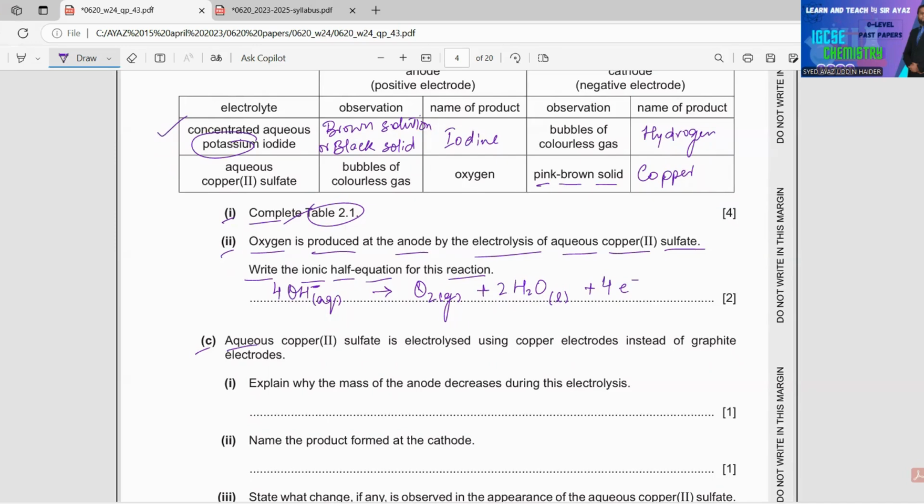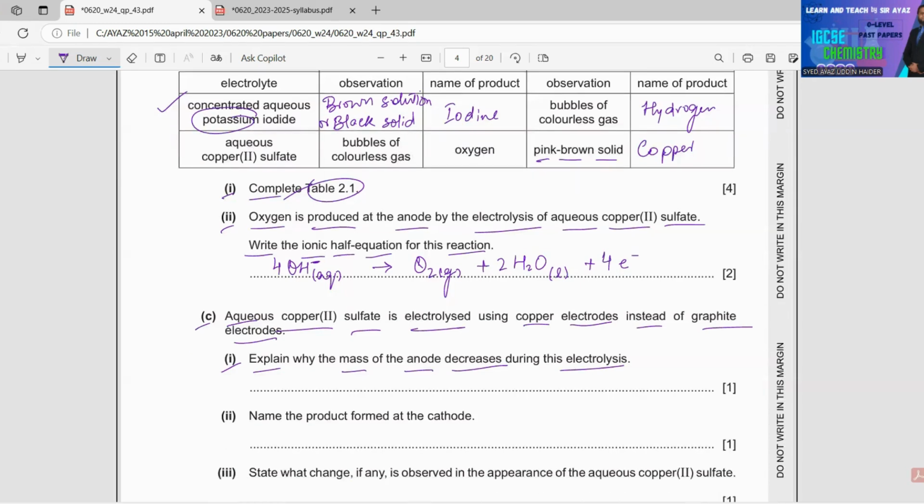C. Aqueous copper(II) sulfate is electrolyzed using copper electrodes instead of graphite electrodes. 1. Explain why the mass of the anode decreases during this electrolysis. Now the anode, it dissolves. Why? Because there is a loss of Cu²⁺ ions in the solution that will be compensated. And how is this going to be compensated? The anode is going to dissolve. The anode is made up of copper, so it will form Cu²⁺ ions.